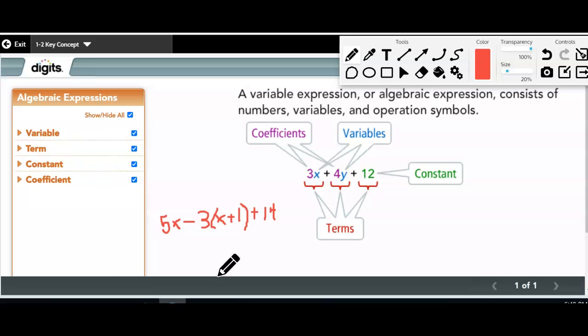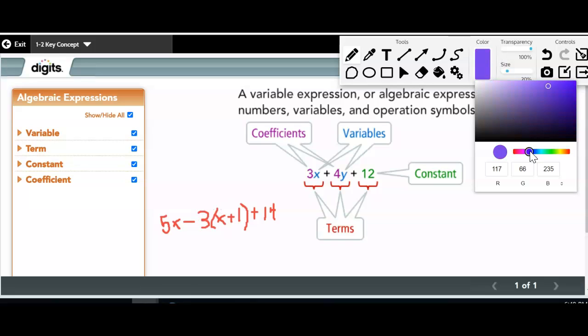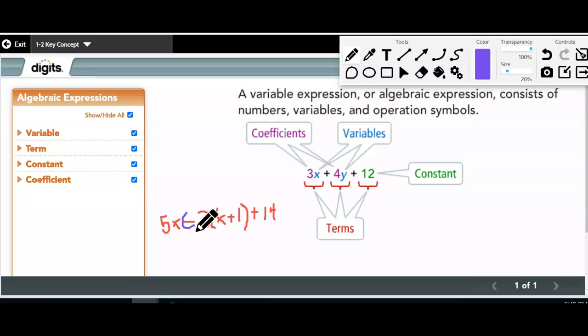Let's find the terms. How many terms are in this algebraic expression? What I like to do is circle the plus and minus signs that separate to create terms. I will not include this plus sign because it's inside parentheses. So I have 1 term, 2 terms, and 3 terms.